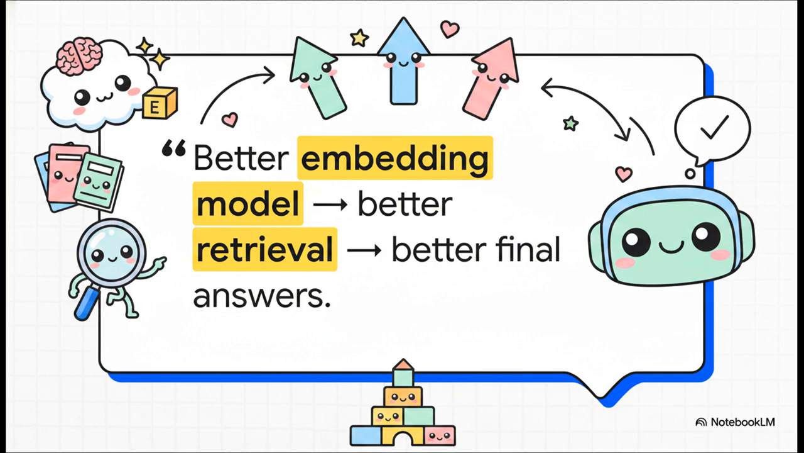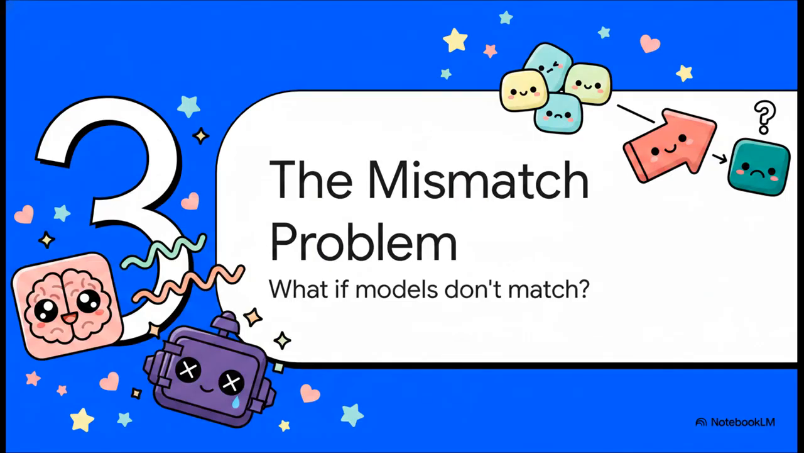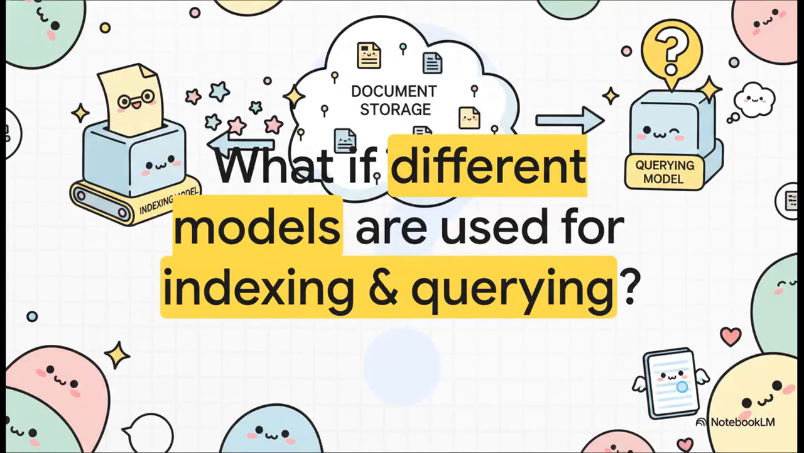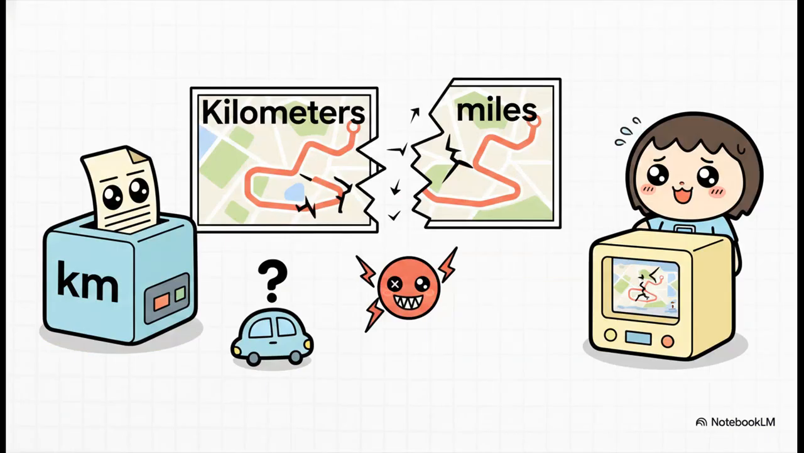Your foundation determines everything. Okay, this next part is super important. It's a gotcha that trips up a lot of people when they're building these systems for the first time. You've picked a great model, fantastic, but you've got to be consistent, which brings us to a really key question. What happens if you use one model to process and store your entire library of documents, but then you use a totally different model to process the user's question when it comes in? Well, the whole system just breaks.